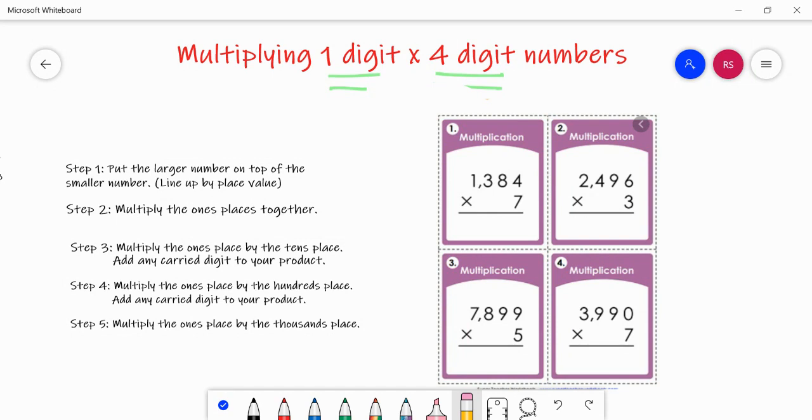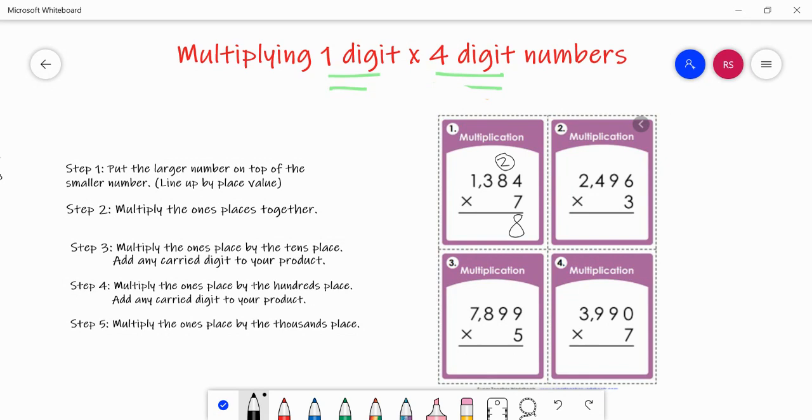All right, so you should have paused the video and worked through these 4 multiplication problems. So I just want to go over the products for you. I will actually do the first 2 with you, and then the last 2 I'm just going to tell you the answers for time purposes. However, for the first one, you had 1,384 times 7. So when you do 7 times 4, you know that 7 times 4 is 28. So the 8 should have come down, and you should have carried the 2 into the tens place.